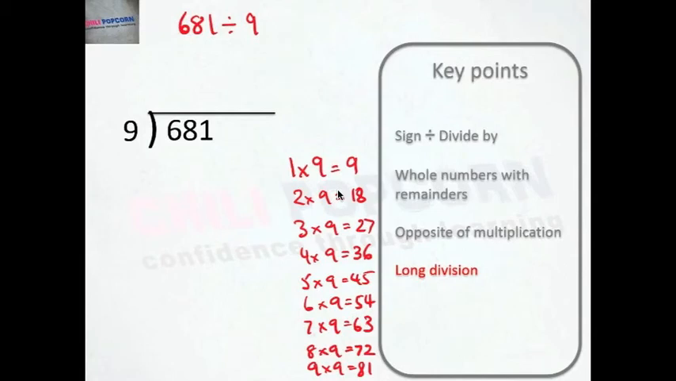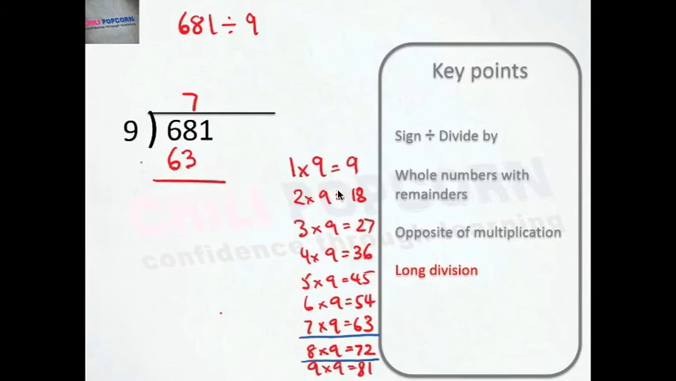I'm just going to use a different color. 7 times 9 is equal to 63, but 8 times 9 is equal to 72. So I need to take 63 because 63 is less than 68. 72 is more than 68, so that doesn't work. So I know that 7 times 9 is 63. So 9 will go into 68 7 times. That's going to give me 63.